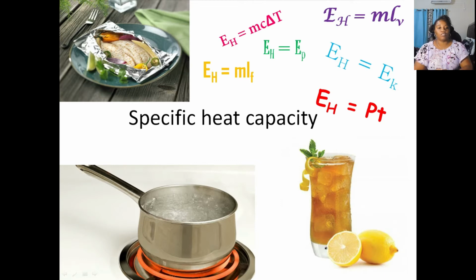Okay, so we're on to specific heat capacity, and what I wanted to look at are the 6 main equations that we're going to be using. Well, not to calculate specific heat capacity, but in which specific heat capacity will be used to calculate heat loss or heat gain.